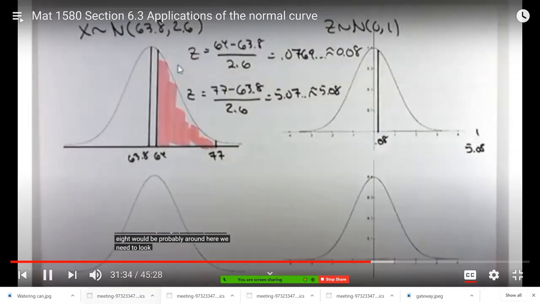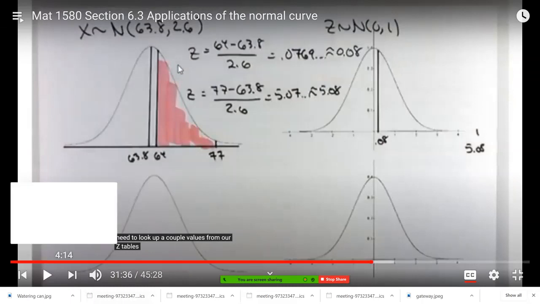We need to look up a couple values from our Z table. So the first thing you would do is take a transformation from your normal curve to the standard normal curve. And that transformation was that you'd have to calculate a Z-score, so that you calculate the Z-scores for both of these. One of them I rounded to 0.08, the other one I rounded to 5.08. And both of these are values that you look up on the table.